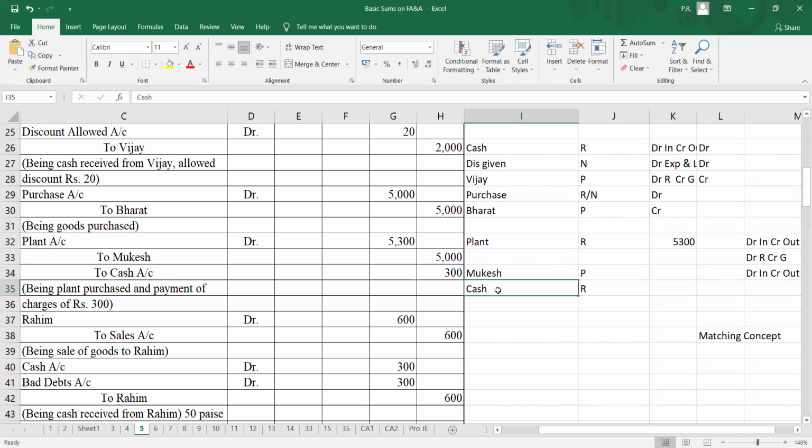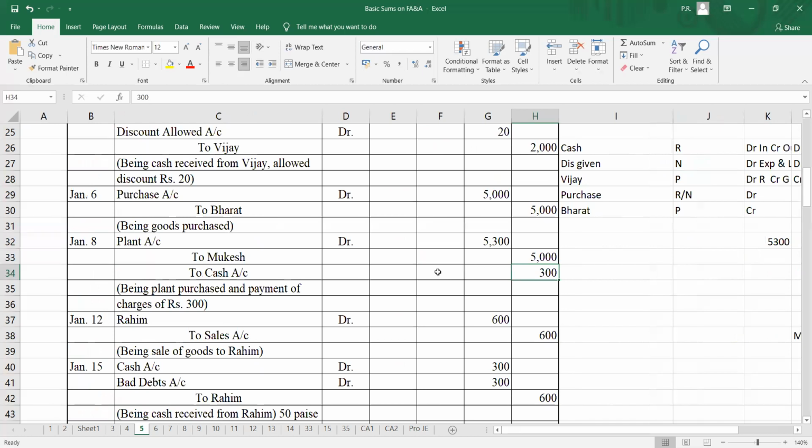Here cash is going out. So we say debit what comes in, credit what goes out. It will be credited. So in this case, we say that plant account is debited to Mukesh account to cash account. 5,000 rupees. Total amount is 5,300 rupees. Out of which we are still to pay 5,000 rupees because we have taken that on credit, and the cash. This is the cartage we had paid on the spot. Then the small expenses, transport as well as the installation charges. So that is paid in cash.